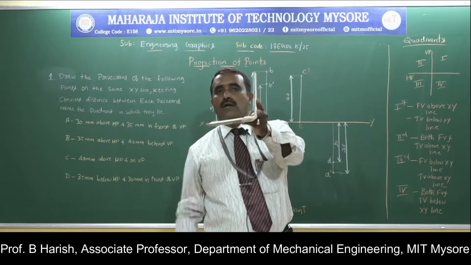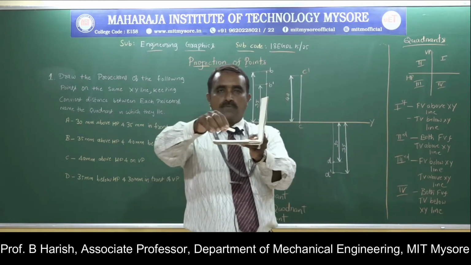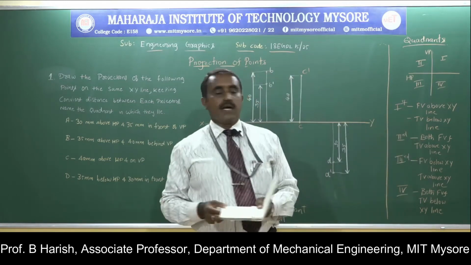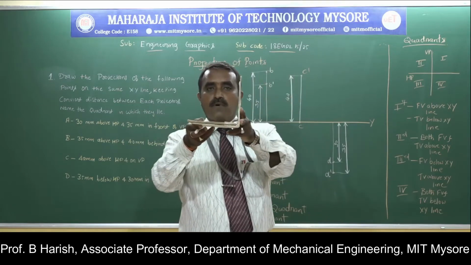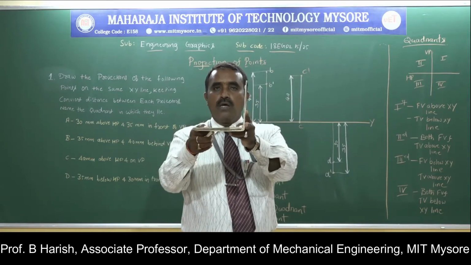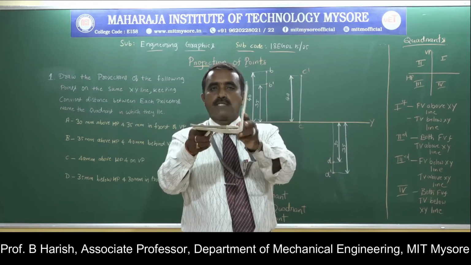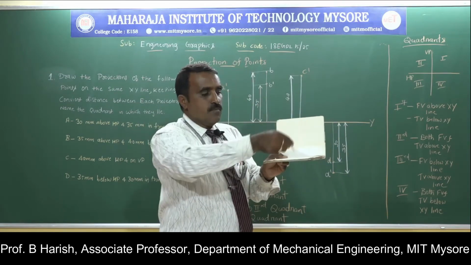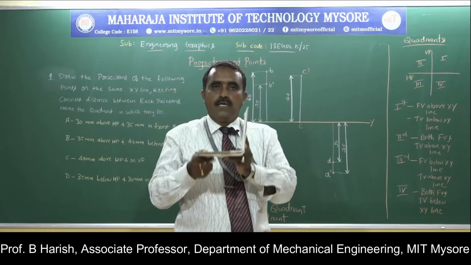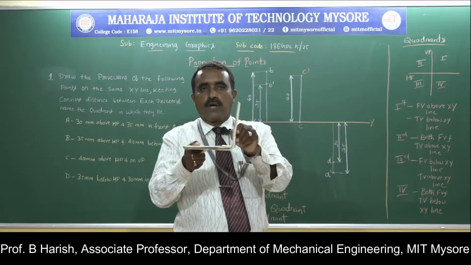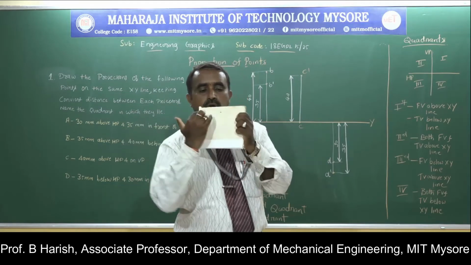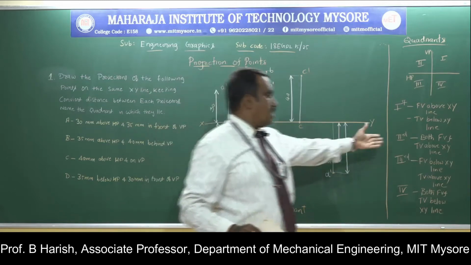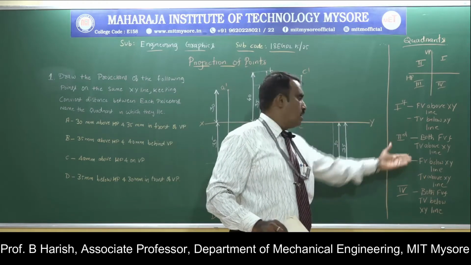Second quadrant, so this is the second quadrant. Once again the object can be placed here. How will the position be? Both the top and front views will be above the xy line. The rule is the same: the horizontal plane is rotated, the vertical plane is fixed, and the object is here. Looking from the observer's side, the front view is here, and looking from the top, the top view will be here. When you rotate the horizontal plane like this, both the top and front views will be above the xy line. The intersection of the horizontal and vertical planes is the xy line. So in the second quadrant, both top and front views will be above the xy line.